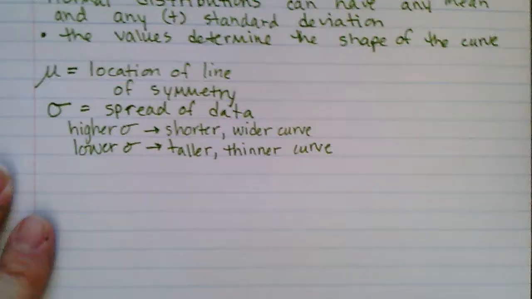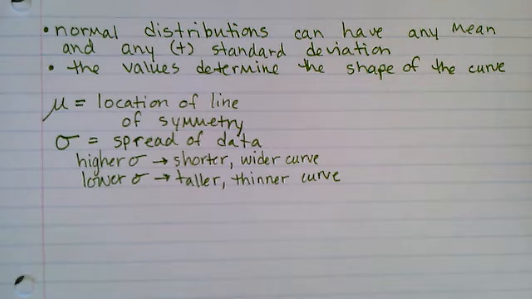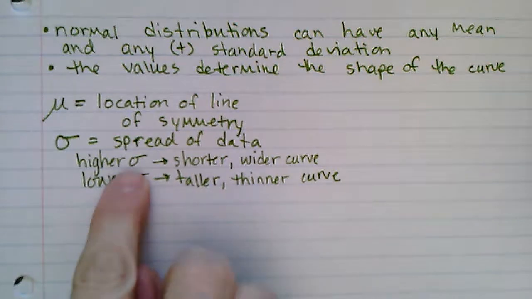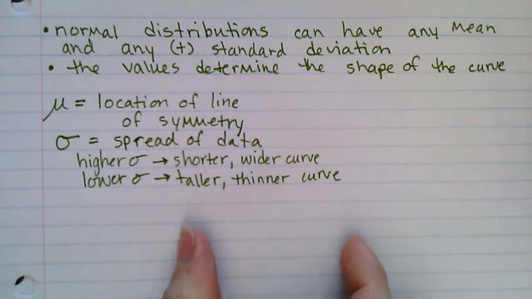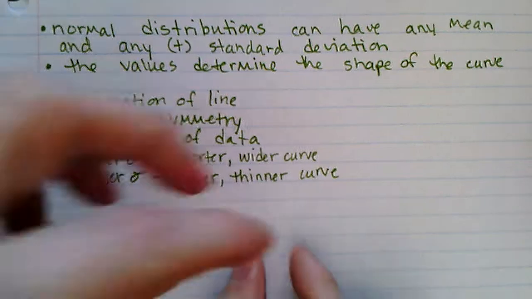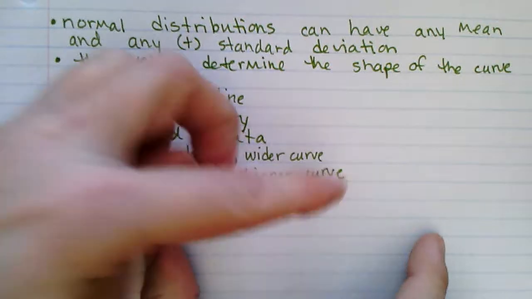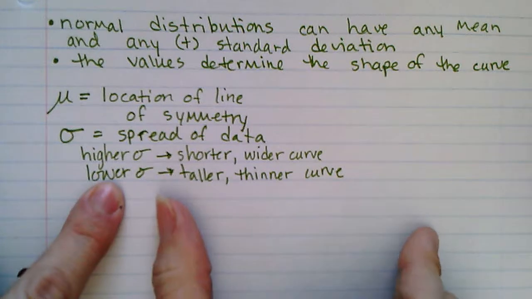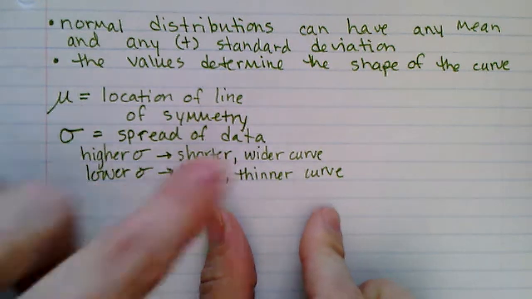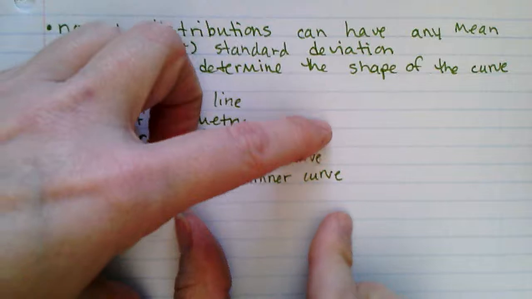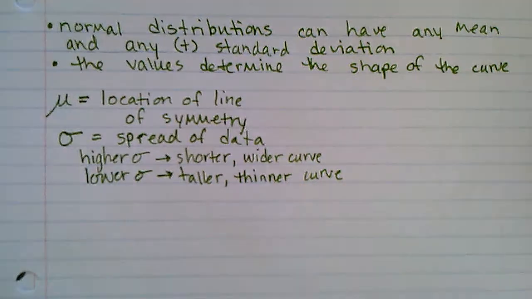The reason for that is that the area under the curve always has to be 1. So if I'm trying to make a high standard deviation, meaning it's spread out, then if I take my regular curve and I spread it out, then it has to get shorter. If I have a small standard deviation, then I'm squishing my curve in, which means that it has to go up in order to keep a constant area.